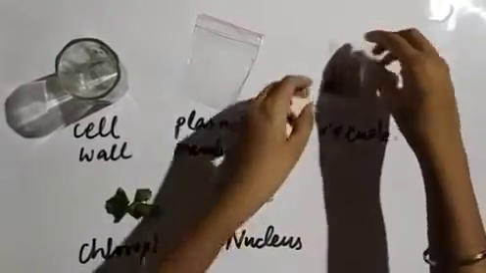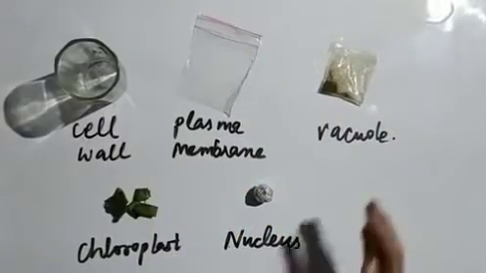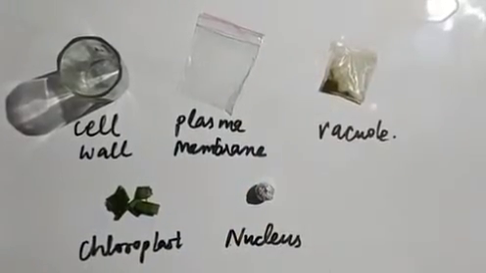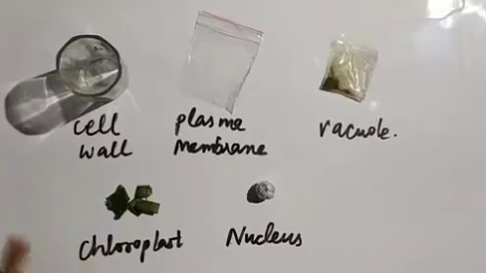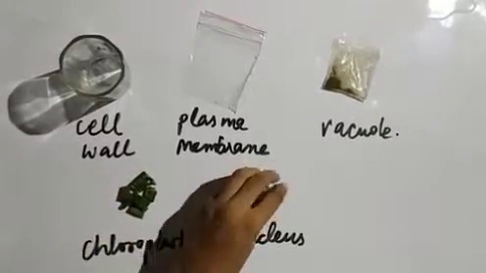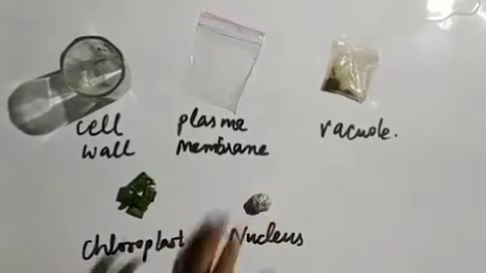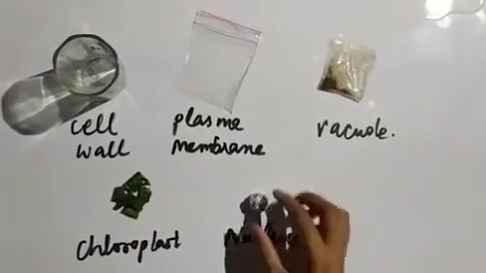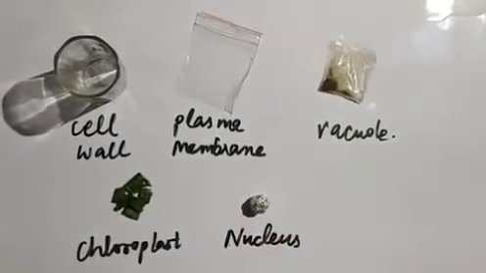Then I have taken a simple packet which is acting as a vacuole. It has fluid inside it. Then I have taken some green colored things that can represent chloroplasts, and I have taken a big globule that can act as a nucleus, which is very important and the largest organelle of the cell.